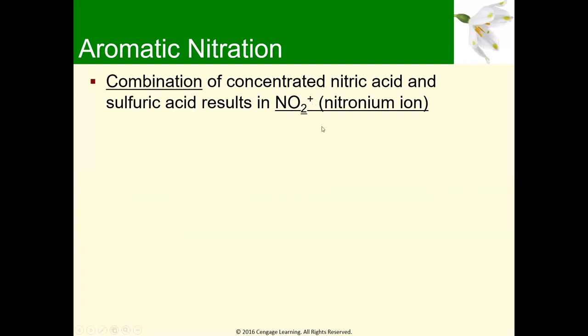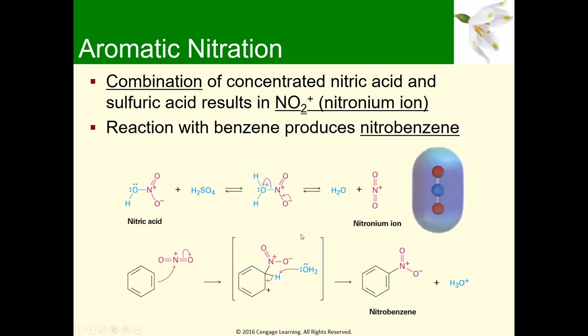It's an electrophile. As you can see, it has a formal positive charge. So it reacts with benzene to produce nitrobenzene, where we substituted one of the hydrogens with a nitro group. And so the diagram you see here, which is also in your handout, just goes through how that occurs.